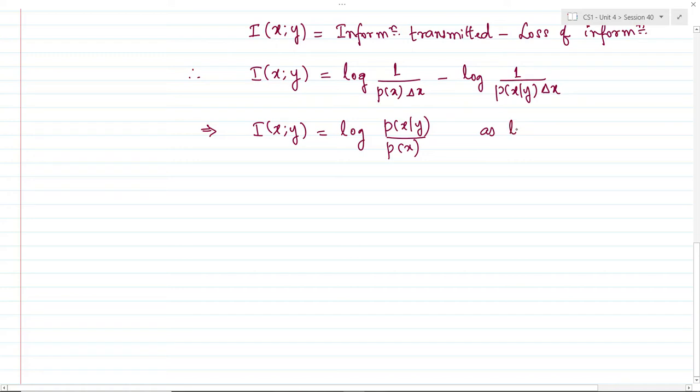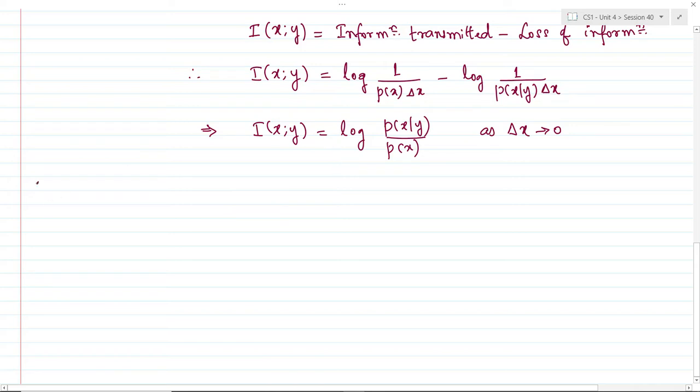As the limit delta x tends to 0. Note that this is true for such a case, where the smallest interval is possible. But we are interested in finding the average information transmitted over a channel when some random x is transmitted and some y is received.